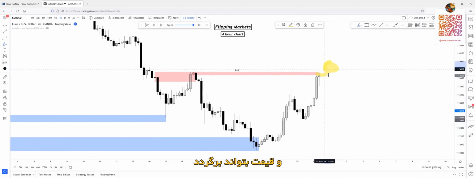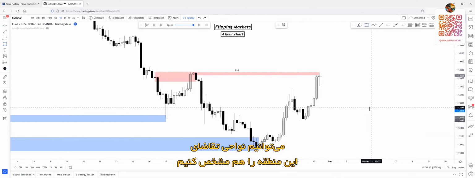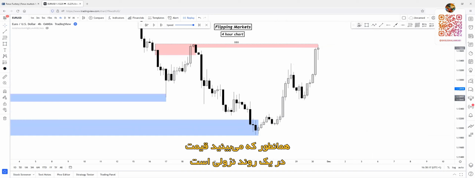And after the sell position collects and everything, price could reverse to the downside. Okay, so we actually marked out all of the 4-hour zones. Maybe we can mark out demand zones in this region. So as you can see, price was moving in a downtrend here.